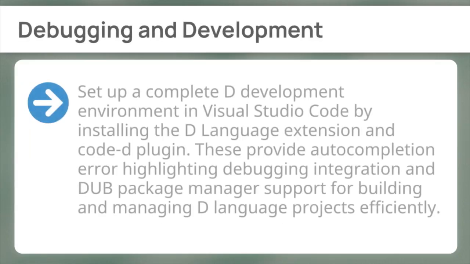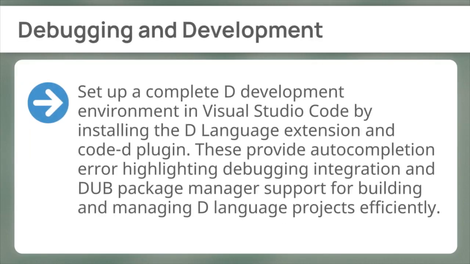Finally, debugging and development. Set up a complete D development environment in Visual Studio Code by installing the D language extension and Code-D plugin. These provide auto-completion, error highlighting, debugging integration, and dub package manager support for building and managing D language projects efficiently.